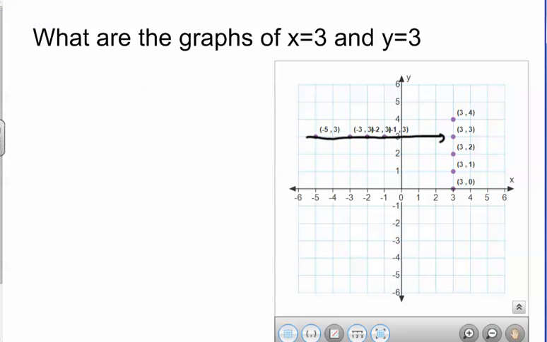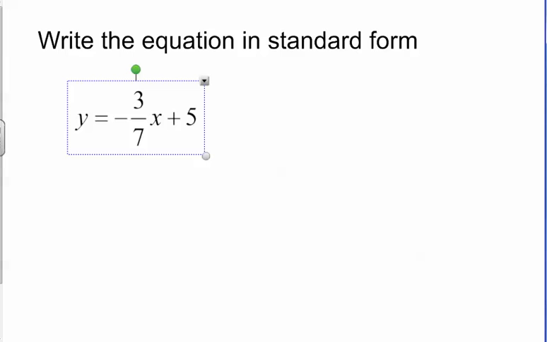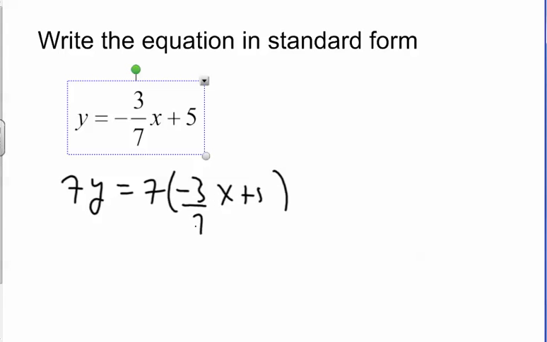Pretty simple, pretty easy. Okay, write the equation in standard form. Now for this one, to get in standard form, you got to make this with no fractions. So the magic number here is 7. So I'm going to multiply both sides of my equation by 7. Then I get 7y equals, and that 7 cancels out, so now you're left with negative 3x plus 5.